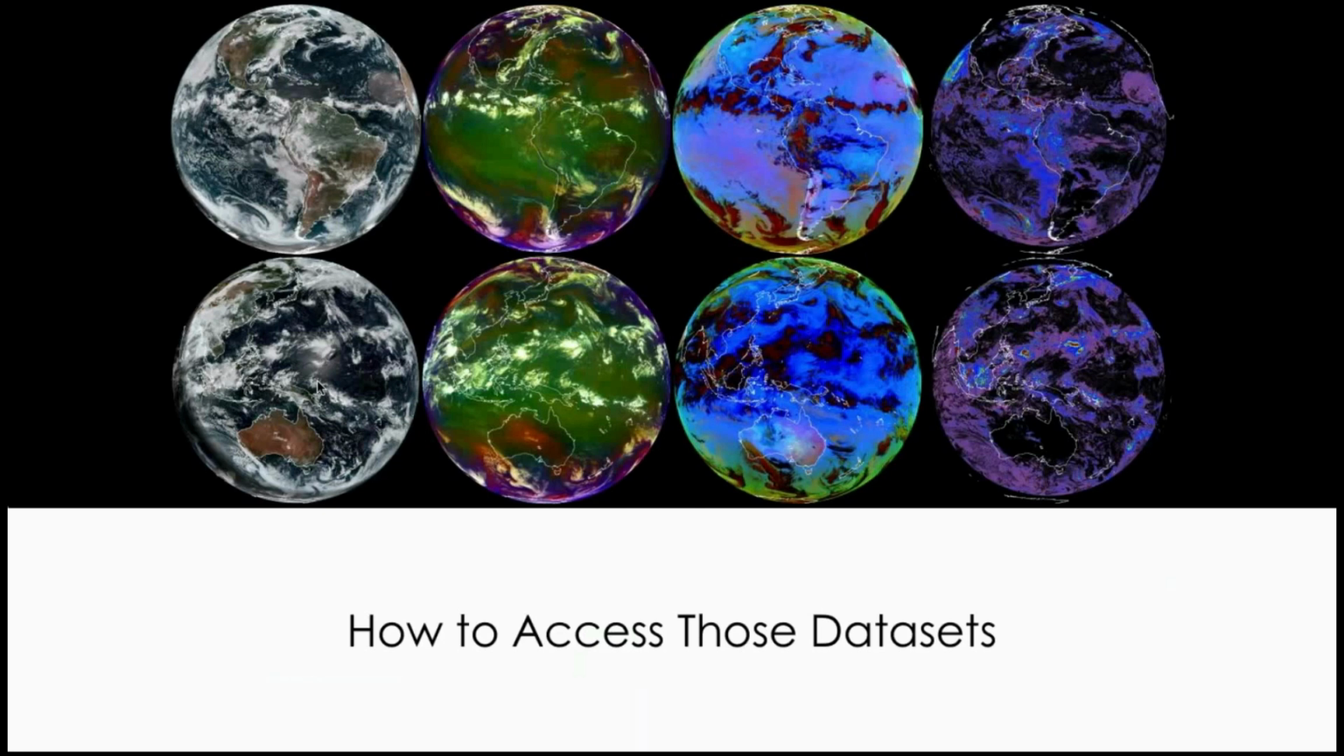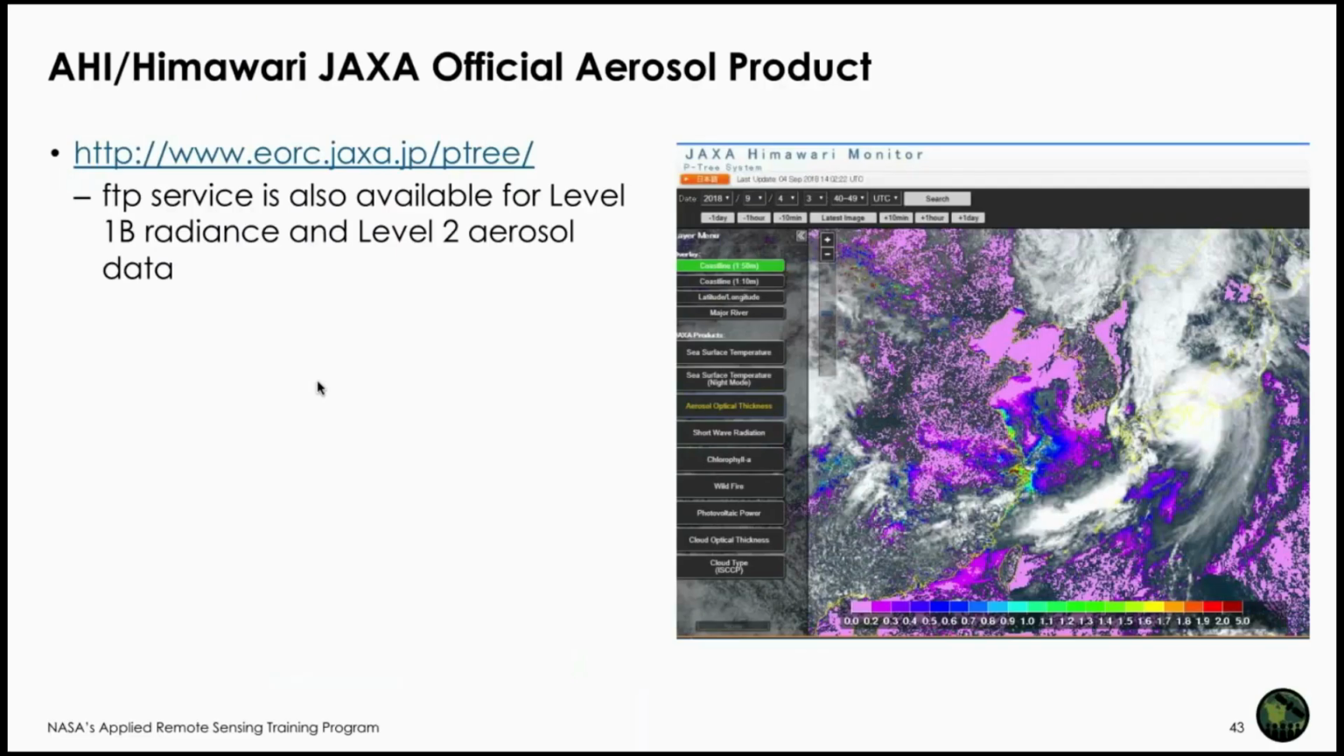This is the real last part of my presentation: how to access those data sets. First of all, the AHI Himawari data is available from the JAXA official homepage. JAXA provides AHI data and images through this homepage. FTP service is available for level 1B radiance and level 2 aerosol data. And the right figure is one example of the JAXA homepage.